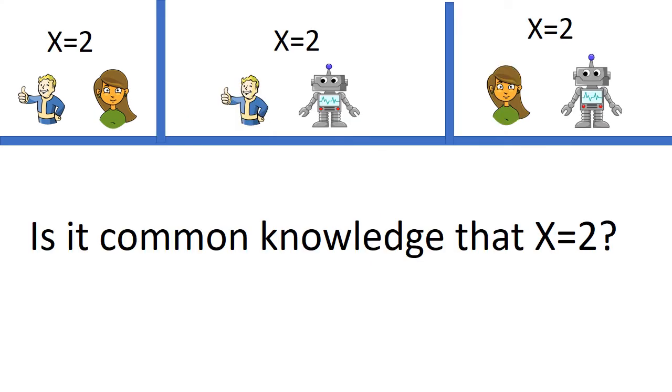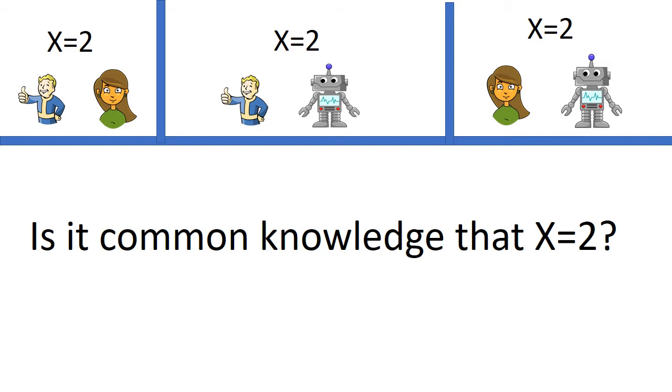This slide asks, is it common knowledge that X equals 2? So in the first room, the boy and the girl see a sign saying X equals 2. So the boy knows X equals 2, the girl knows X equals 2, and the boy knows that the girl knows it, and the girl knows that the boy knows it. In the second room, the boy and the robot are in a room where they see X equals 2. And in the final room, the girl and the robot are in a room where they see a sign saying X equals 2. But is this enough to make X equals 2 common knowledge?